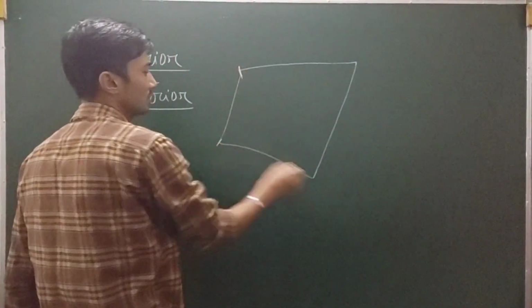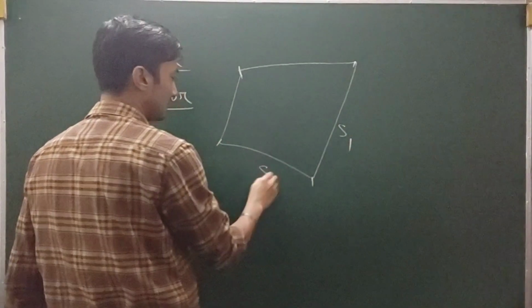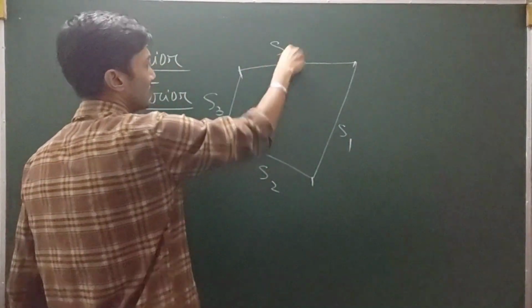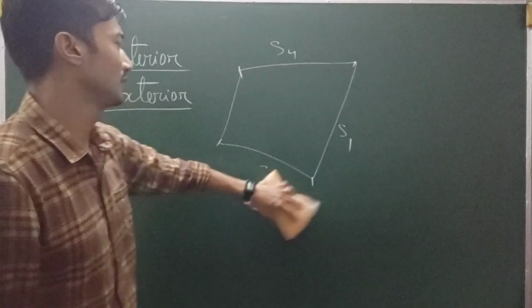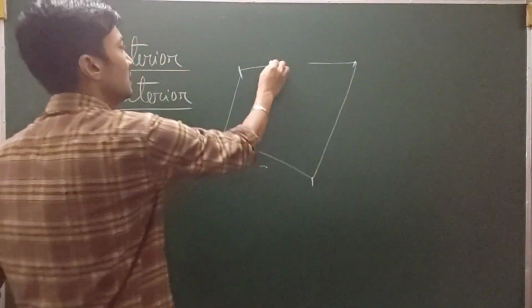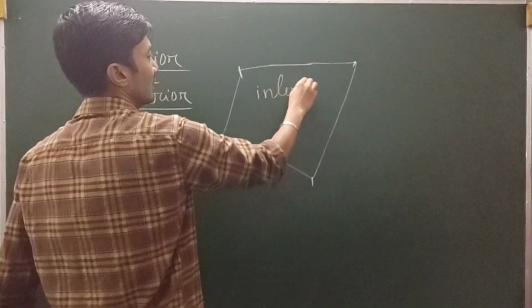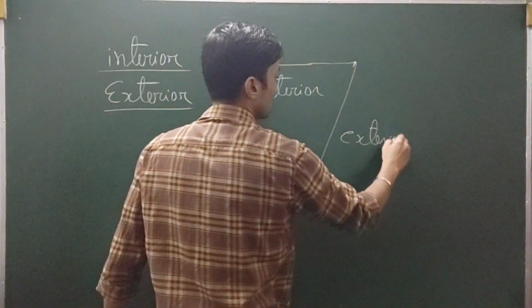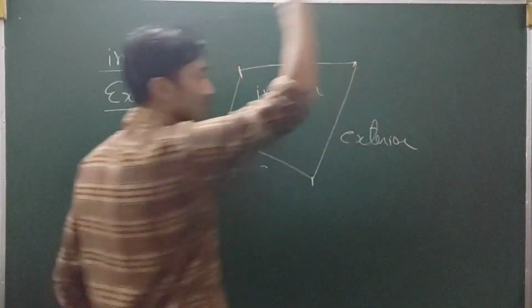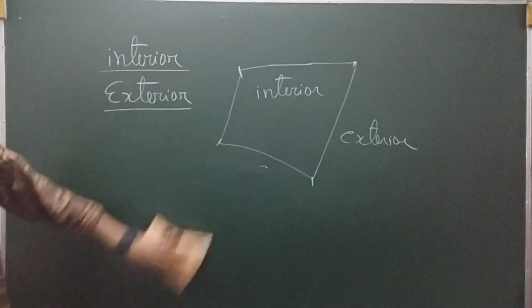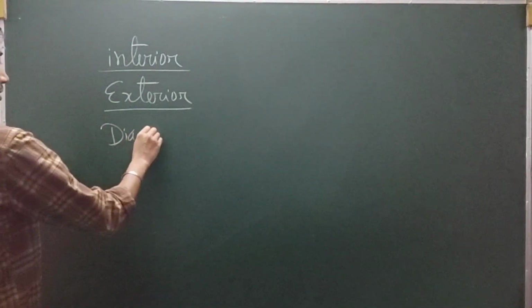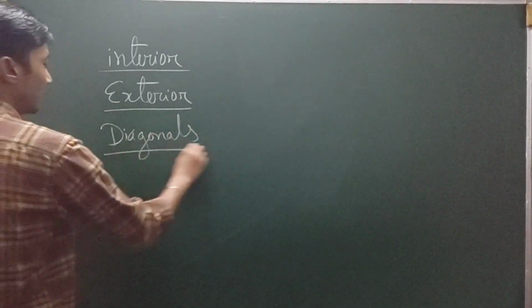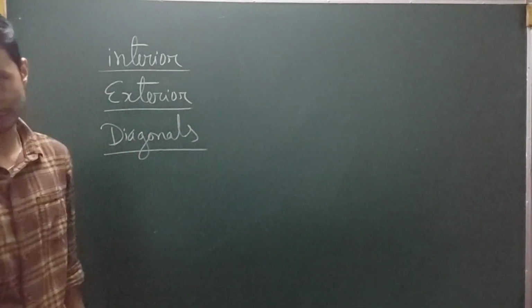Let me draw a rough polygon with 4 sides: side 1, side 2, side 3, side 4. Interior means inside, so this is the interior of the polygon. Exterior means outside, so all this is the exterior of the polygon. Got it? Then we have diagonals. Definitions and all you will have in the textbook. I'm just here to give you the concept only.